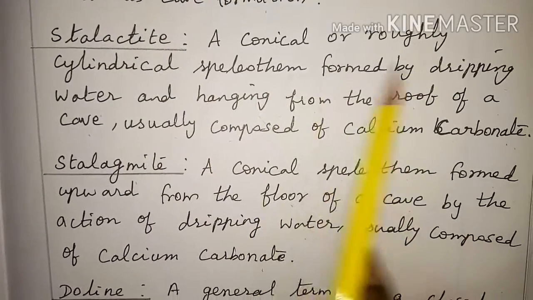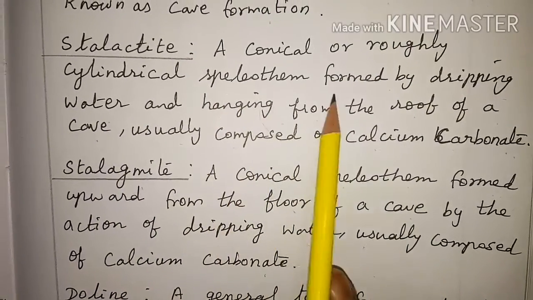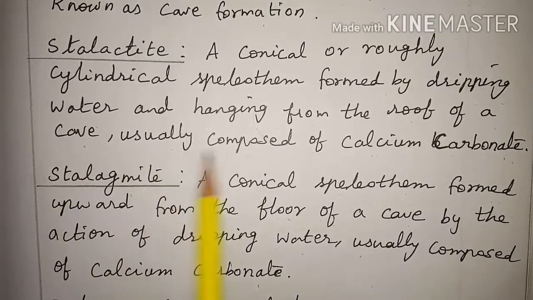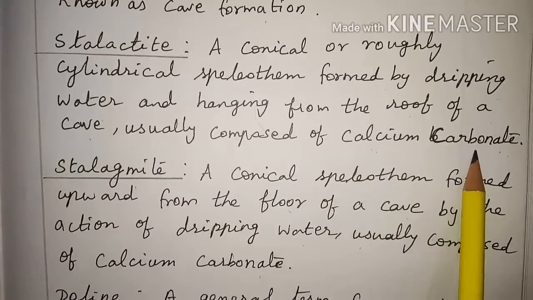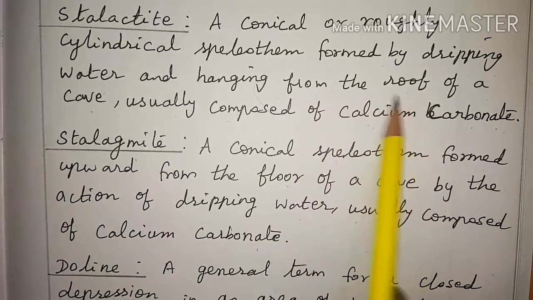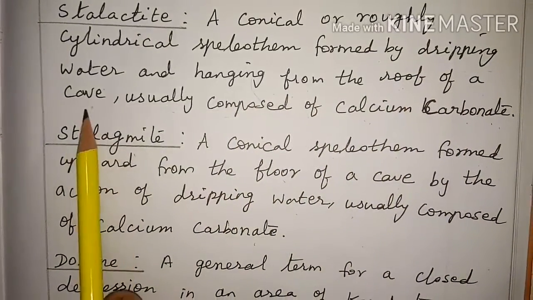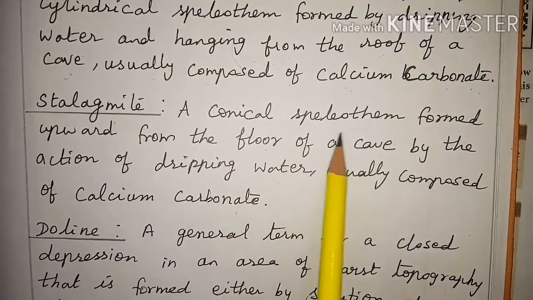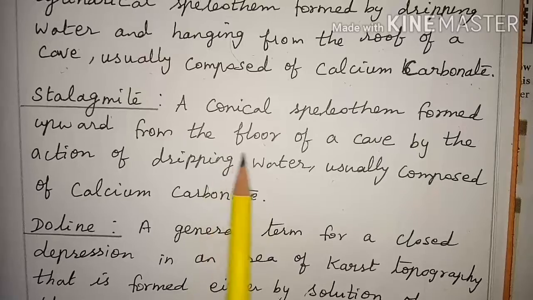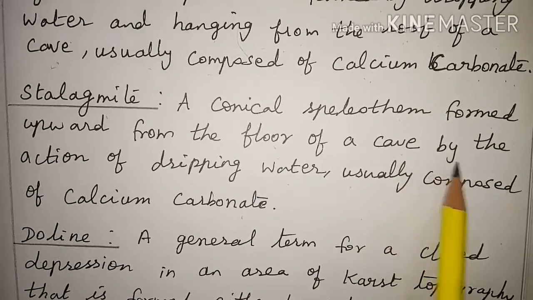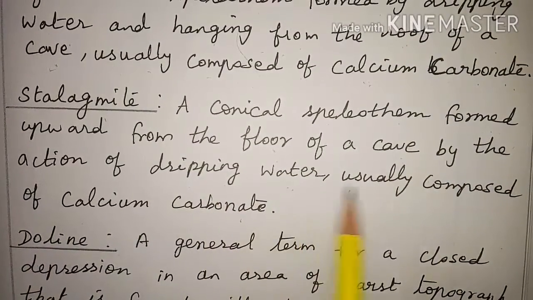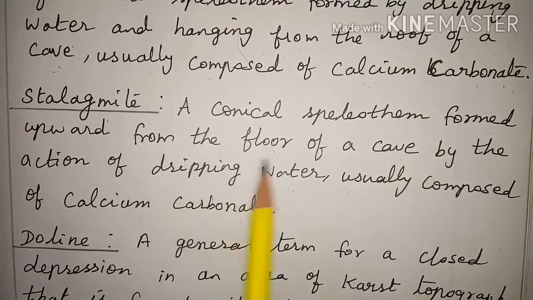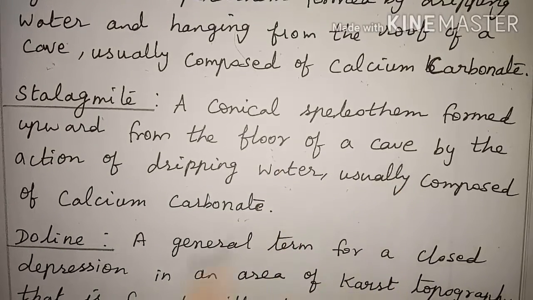Stalactite, a conical or roughly cylindrical speleothem formed by dripping water and hanging from the roof of a cave, usually composed of calcium carbonate. This is from the roof. It is a stalactite. And stalagmite, a conical speleothem formed upward from the floor of a cave by the action of dripping water, usually composed of calcium carbonate. This is upward from the floor of a cave.